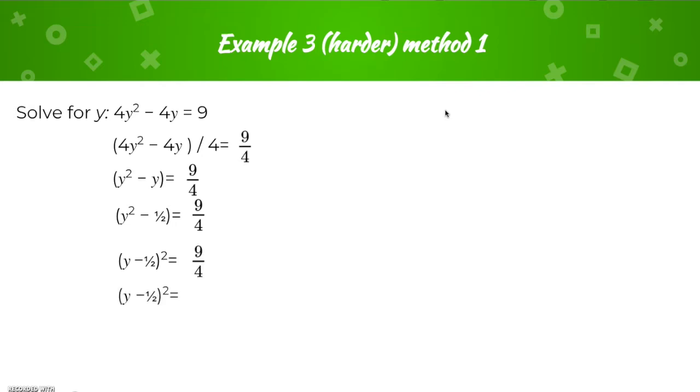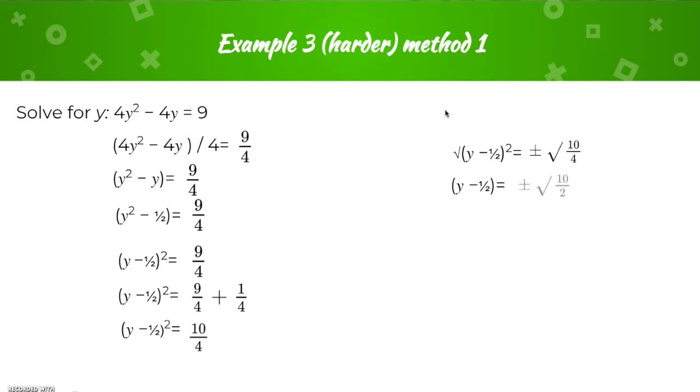So you add 1/4 to the right side of the equation, like this. After that, you do 9/4 plus 1/4, which ends up being 10/4. And then you just add a square root to both sides. Once again, you just cancel the square root with the power of 2. And since 4 is a perfect square, you can simplify that. So you end up having y minus half equals plus or minus square root of 10 over 2.